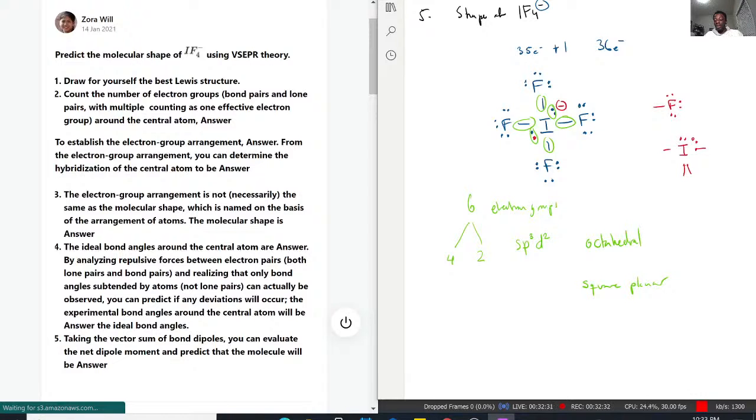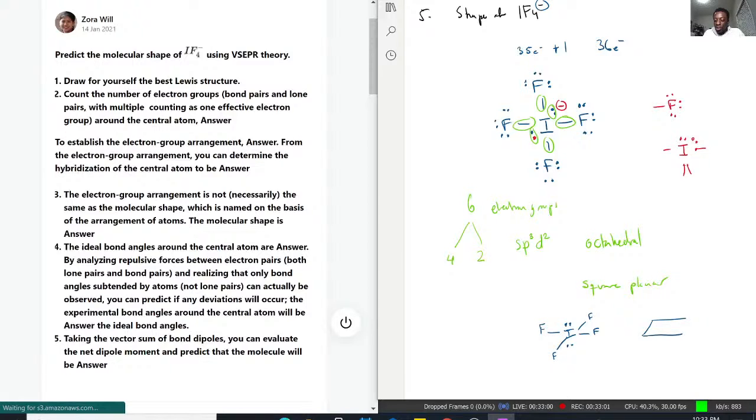Let me just pause here, wait for everything to stabilize. There we go. So we have square planar. What does the shape look like? Well, it kind of looks like this. We have the iodine, the lone pairs, and it kind of looks like that, where the fluorines are all kind of circling like that.